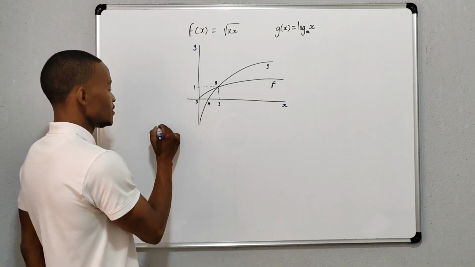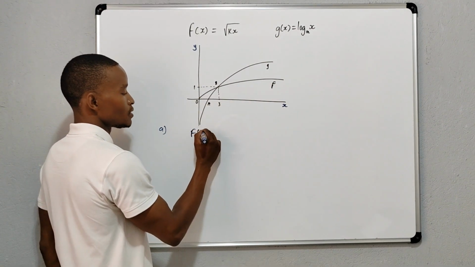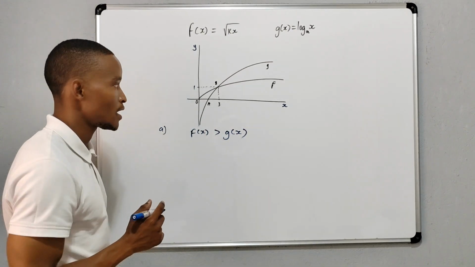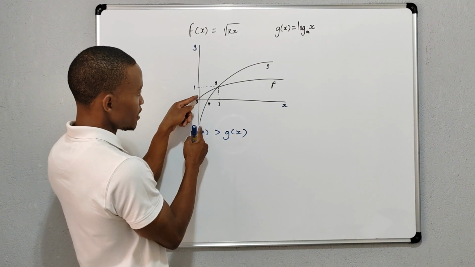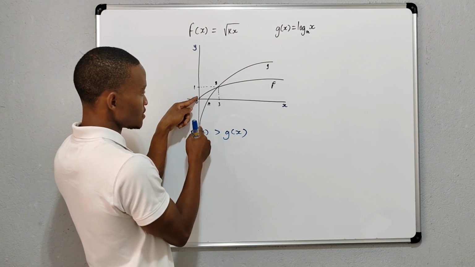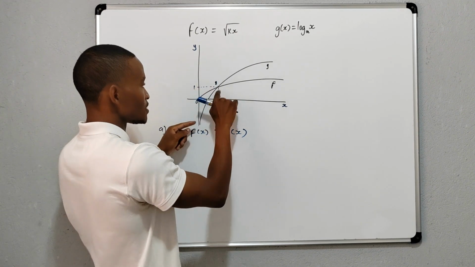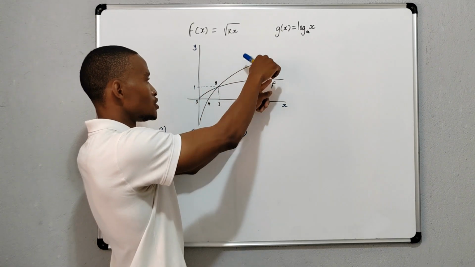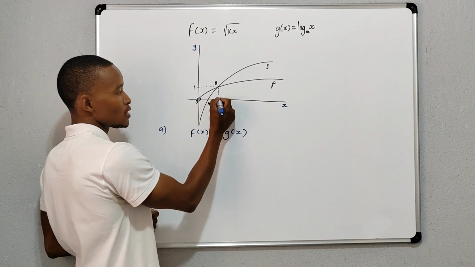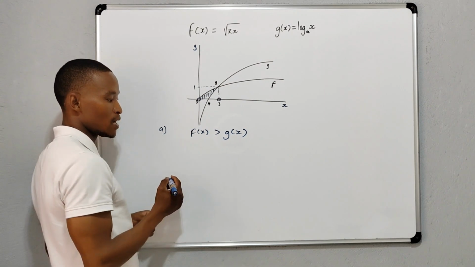Okay, question A, we are asked to find where f of x is greater than g of x. If we follow the graphs, f starts at the origin and g is somewhere below the x-axis. F is above all the way to the point of intersection, then it will be below g. So we can clearly see that from 0 to 3, in this region here, f is definitely above.